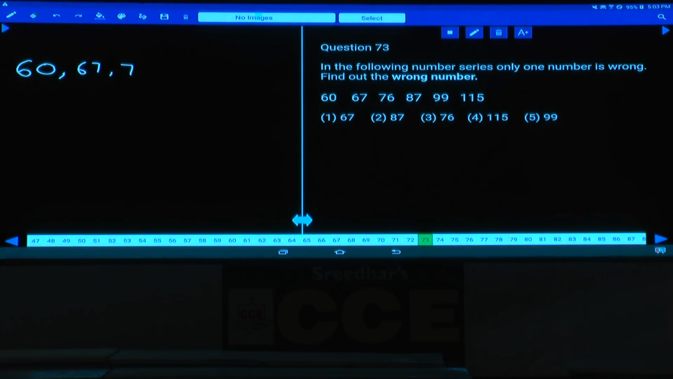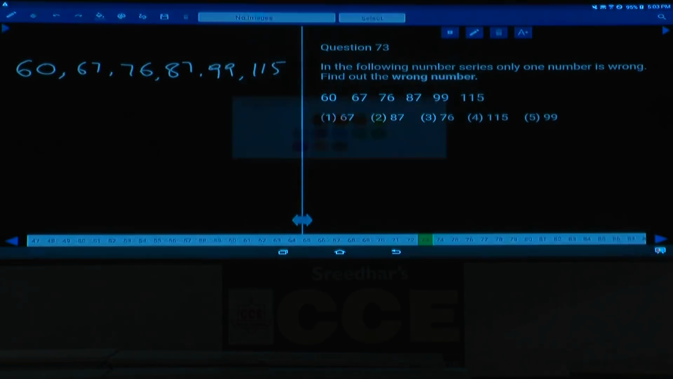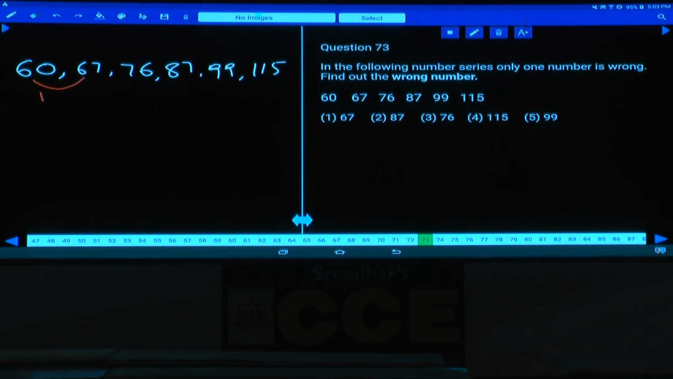60, 67, 76, 87 and 87, next one is how much? 99 and 99, 115. Tell me what is the relation between this? 60 and 67, here the difference between these two is plus 7. And next one, 67 and 76, what is the difference here? Plus 9. And 76 and 87, difference please? 76 and 87, the difference is plus 11.